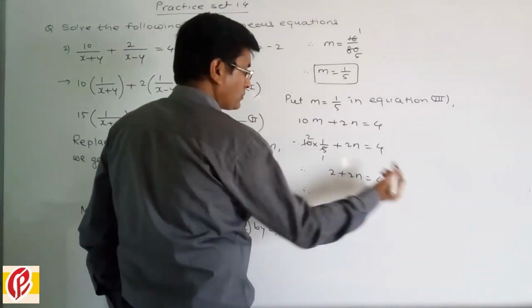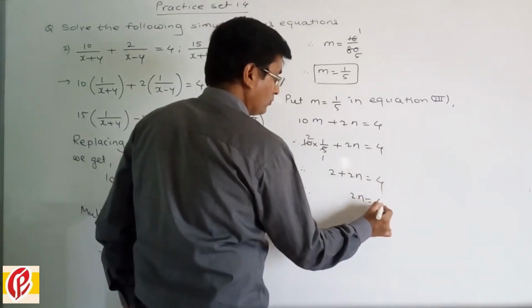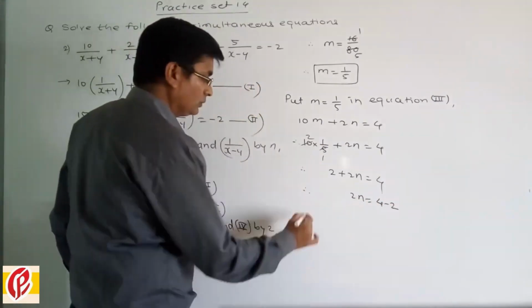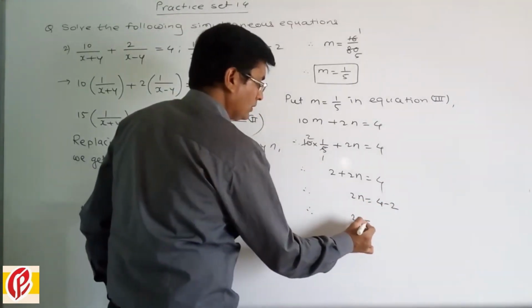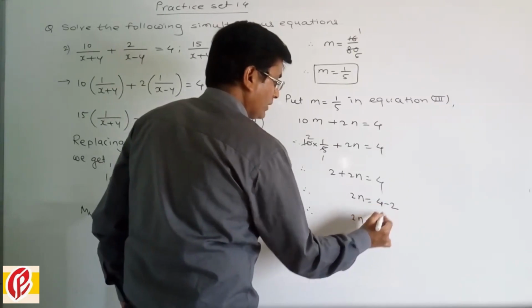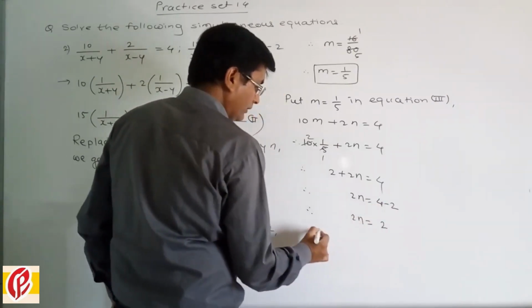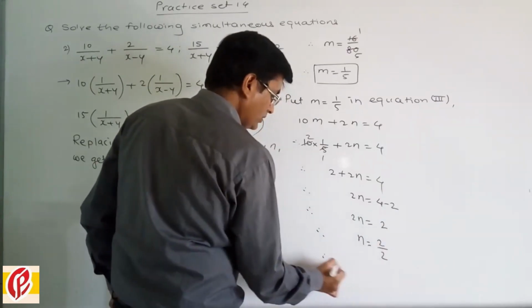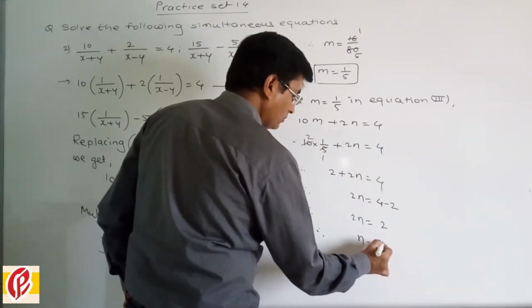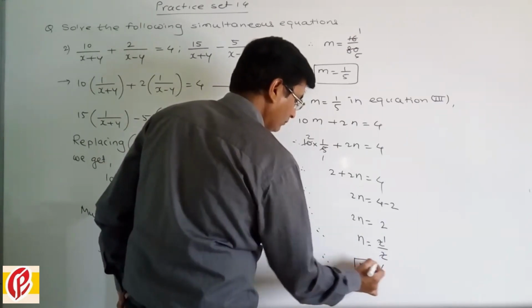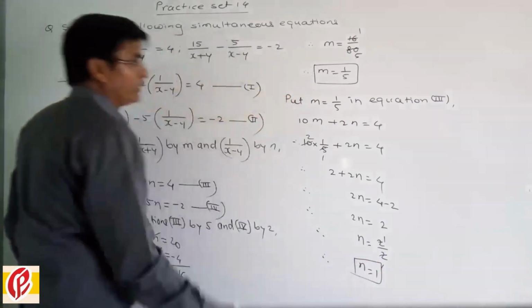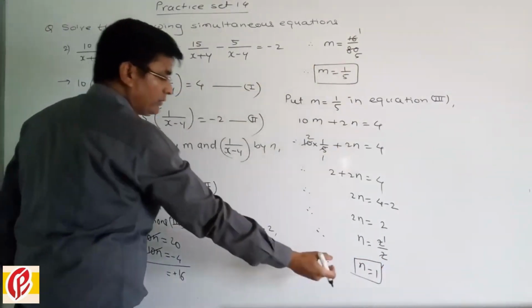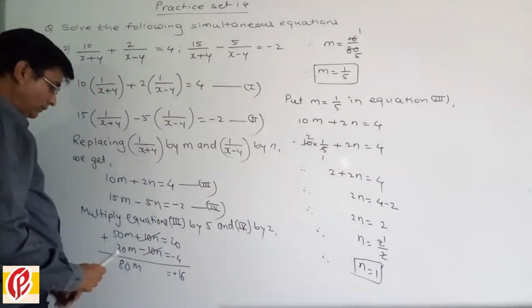Therefore shift this plus 2 to that side. 2n is equal to 4 minus 2. Therefore 2n is equal to 2. And therefore n is equal to 2 divided by 2. So n is equal to 1. So we get m is equal to 1 upon 5 and n is equal to 1.